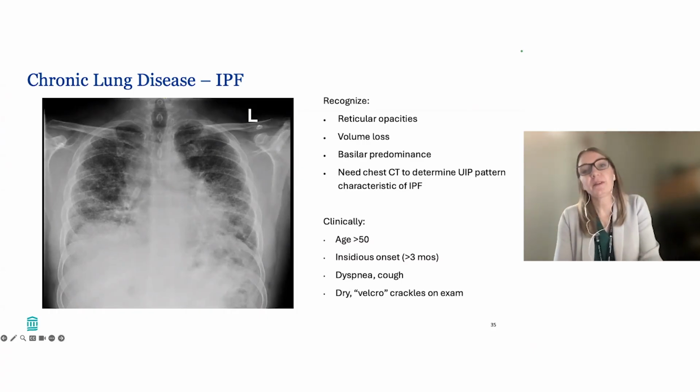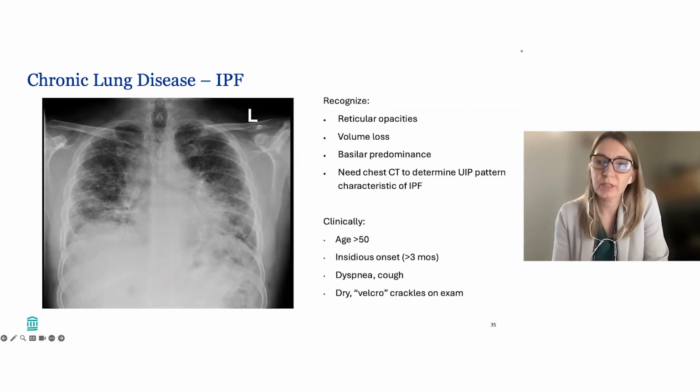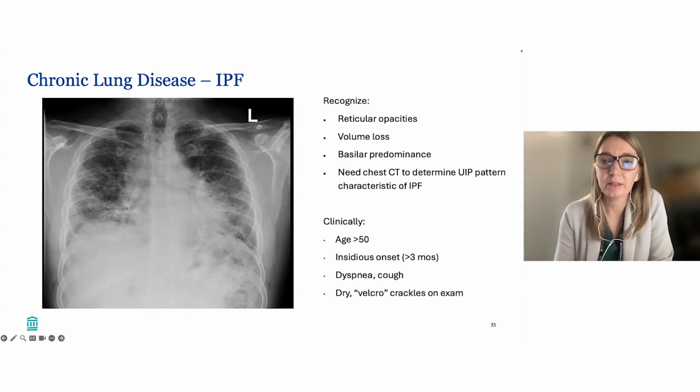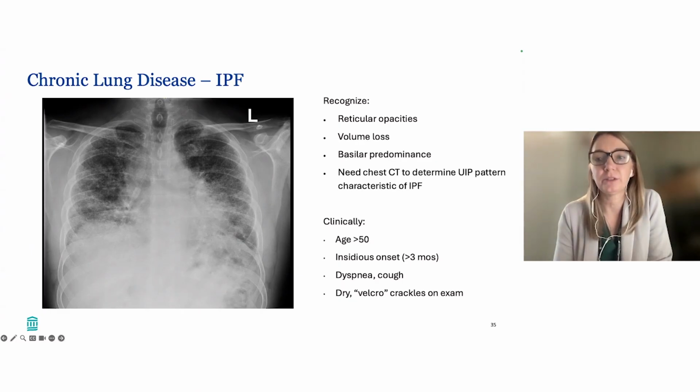IPF, or idiopathic pulmonary fibrosis, is a common fibrotic interstitial lung disease characterized on chest X-ray by reticular opacities, volume loss, and basilar predominance. It is really better characterized on CT, where there are strict criteria that can separate interstitial disease into probable or possible UIP pattern. CT imaging characteristics of UIP include traction bronchiectasis, honeycombing, intralobular septal thickening, lower lobe predominance, and absence of ground glass.